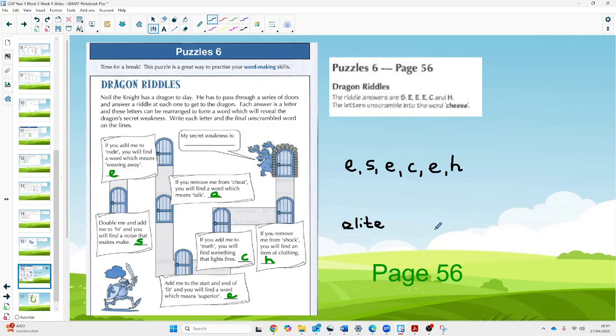Now, an anagram is about you reordering those letters to spell a word. So one way you can do that is by putting the letters that you have maybe into a circle, for example. And it might help you see those letters easier and create a word. CH are good letters to put together, lots of words with CH in. So if you may have spotted it already, the secret weakness for the dragon is cheese, and that will help Neil slay his dragon.